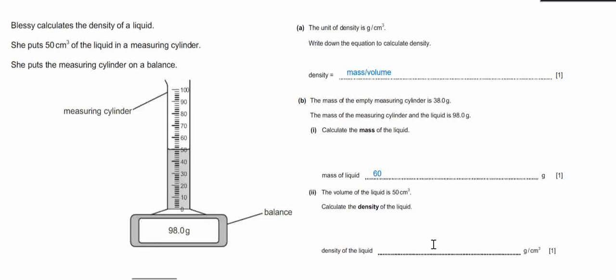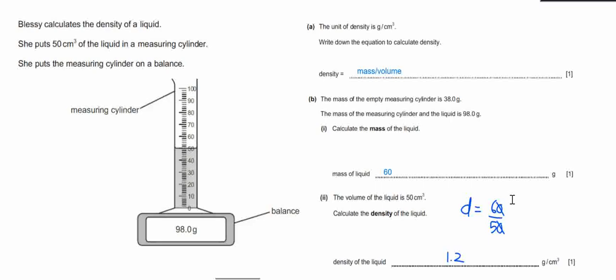Alright guys, let's check out the answers. So density is mass over volume. The mass is 60 over the volume is 50. So 60 divided by 50 is 1.2 gram per cubic centimeter.